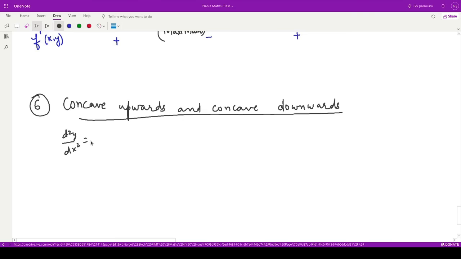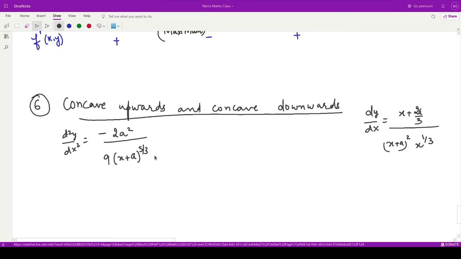So we had the first derivative with us. Now we can check its double derivative. You could just differentiate the term, and we had dy upon dx as equal to (x plus 2a by 3) divided by (x plus a) whole square into x raised to power 1 by 3. So now when you apply the quotient rule onto this, and when you simplify this a bit, you would have the double derivative, and it comes out to be minus 2a square divided by 9 into (x plus a) raised to power 5 by 3, and then you have x raised to power 4 by 3.